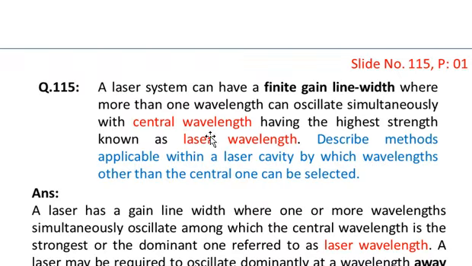So you see that in this question we have to address the techniques that could be implemented within a laser cavity so that we can select other possible wavelengths that are oscillating within a laser system. We have to find out the methods or techniques by which we can select different wavelengths oscillating within a laser cavity.